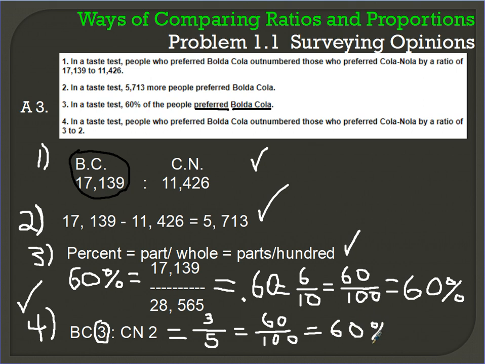And since this ratio can be converted to 60%, and 60% can be converted to this number of parts over this total number of votes, and these two numbers actually came from these two numbers, and this is also using these two numbers to come up with this value that they gave us in the problem, we have determined that every single one of these statements represents the same exact scenario.